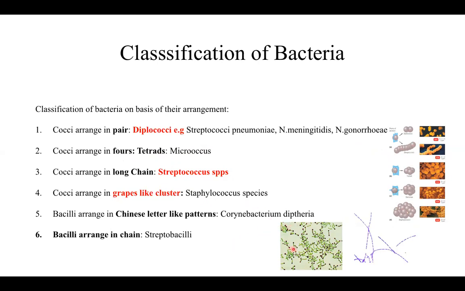Some of the bacteria arrange in a Chinese letter pattern, X, Y, V, J shapes. Such bacteria are known as Corynebacterium diphtheriae. Some of the bacilli arrange in long bamboo-like structures. They are known as Streptobacilli.